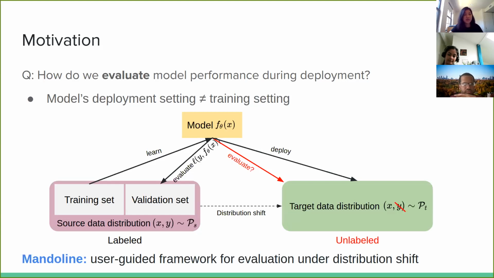Now suppose we have a different target data distribution, P_T, which is unlabeled, and the model is going to be deployed on this data. The big question in model evaluation is whether we can efficiently and accurately evaluate how our trained model will perform on an unlabeled data set coming from this new distribution. And by efficient, I mean we can't do things like label the entire data set each time we get new data.